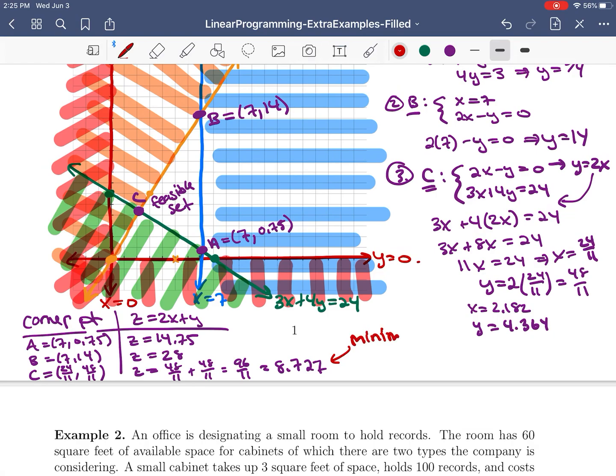So the minimum z is 96 over 11, or in decimal, 8.727, which occurs when x is 24 over 11 and y is 48 over 11. So that would be the minimum value.